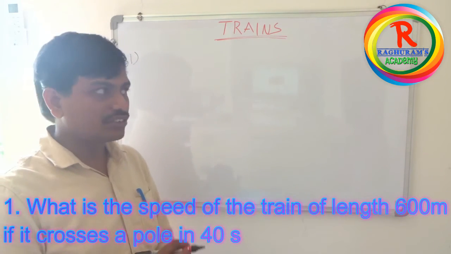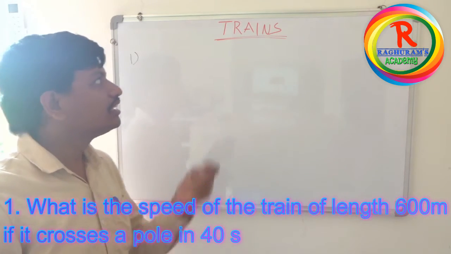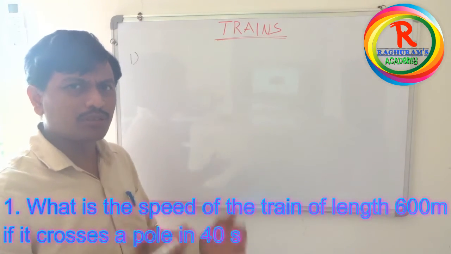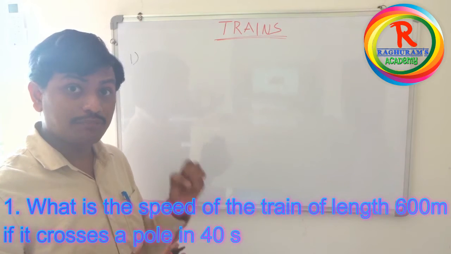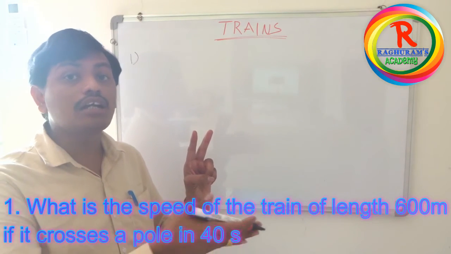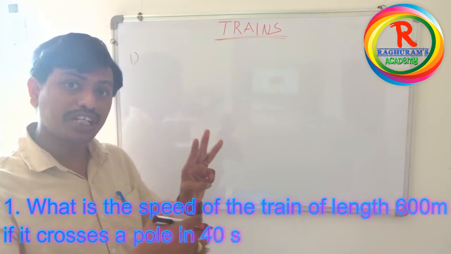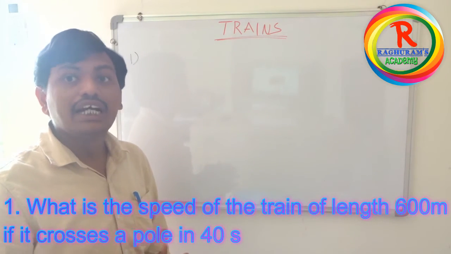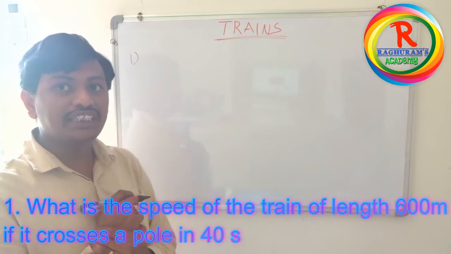You just consider which type of problem. First, if it is train problems, which type of problem is it? The first type, crossing a pole or man or object. Second one, a tunnel or platform. Third one, two trains, both are moving. Okay, here in this case, first type, train length.